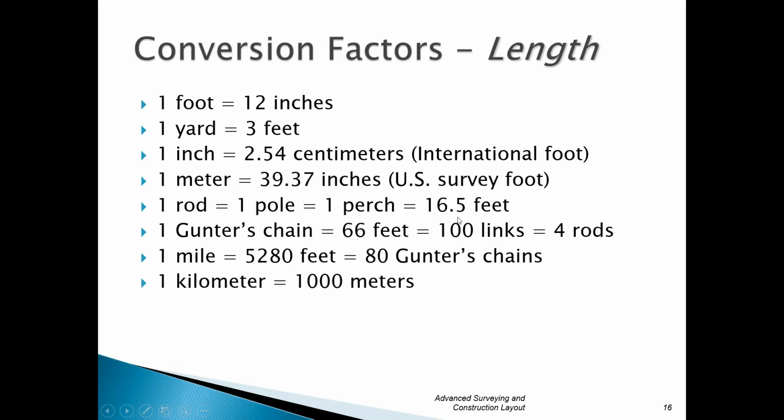And we also had this other unit that was a common unit in measurement for land, which was called the Gunther's chain, 66 feet, which was broken down into 100 links. And notice it was a quarter of a chain is one rod, pole or perch. So 4 rods is equal. So these are all old units of measure. And we have the mile, 5,280, and that's going to be equal to 80 Gunther's chains. And of course, then we have the kilometer and the 1,000 meters.